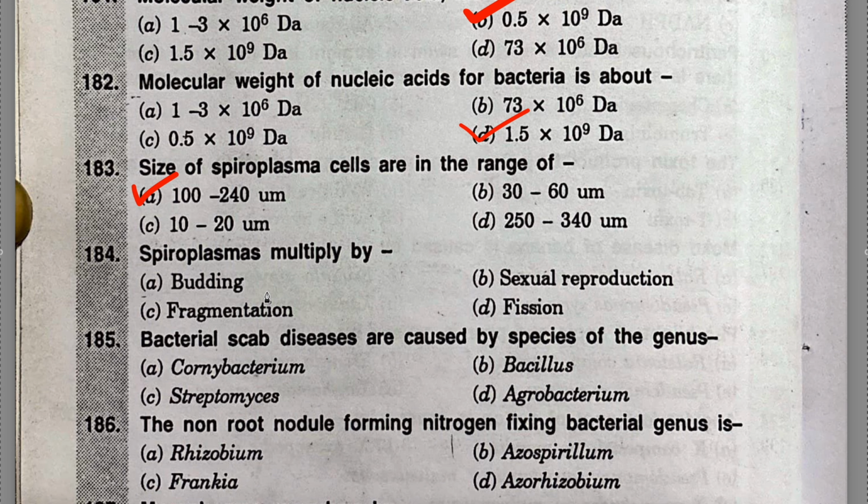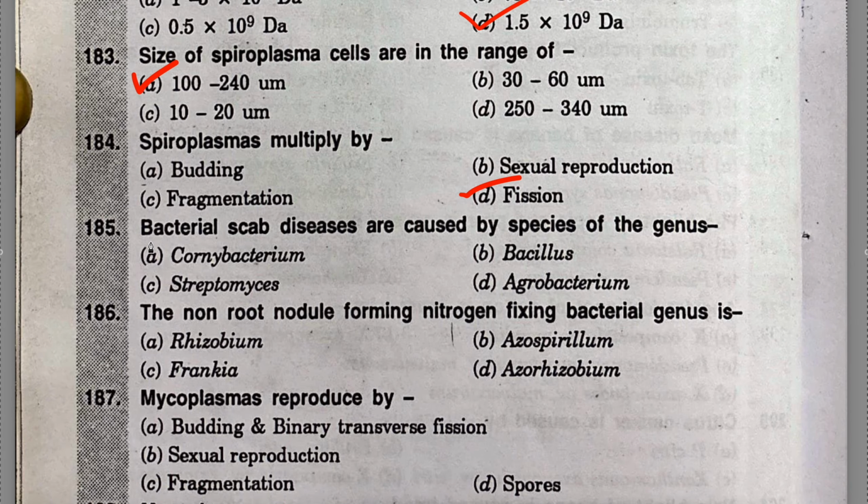184. Spiroplasmas multiply by budding, sexual reproduction, fragmentation, or fission. Answer is option D, yes. 185. Bacterial scab disease are caused by species of the genus Corynebacterium, Bacillus, Streptomyces, or Agrobacterium. Answer is Streptomyces.